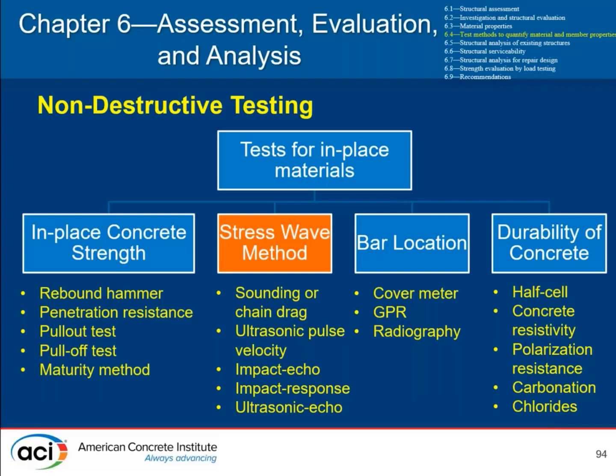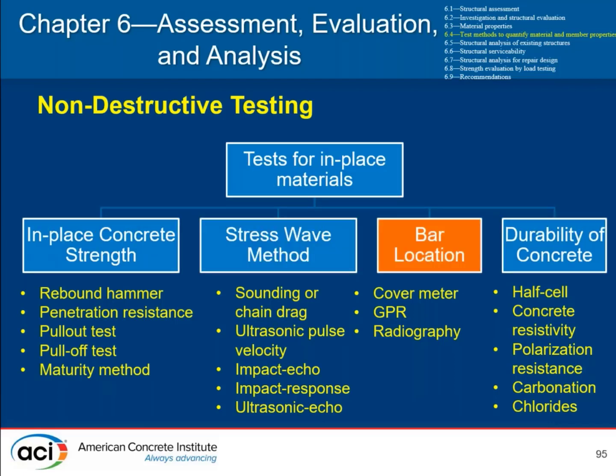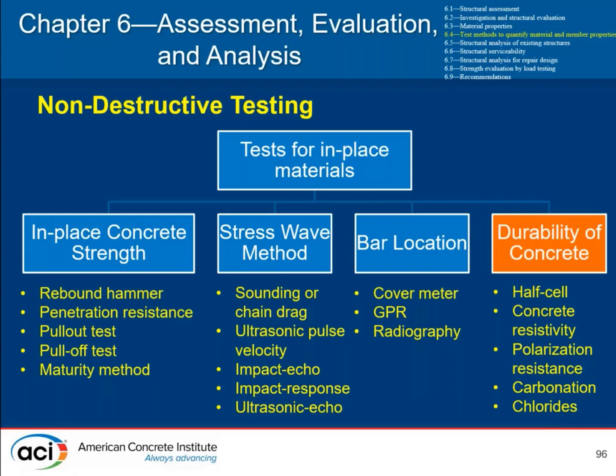Stress wave NDT tests are typically used to determine the presence of cracking, honeycombing, voids, delaminations, and deteriorations. They can also be used to determine member thickness. For bar location, ground penetrating radar is now the most commonly used method to locate reinforcing bars. And finally, there are many useful NDT methods available to quantify the condition of concrete members and so assess the durability of the concrete in the structure.